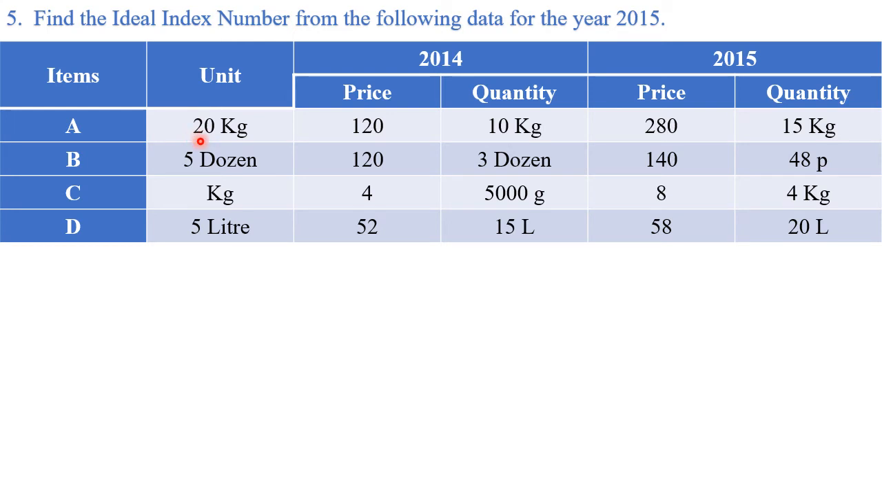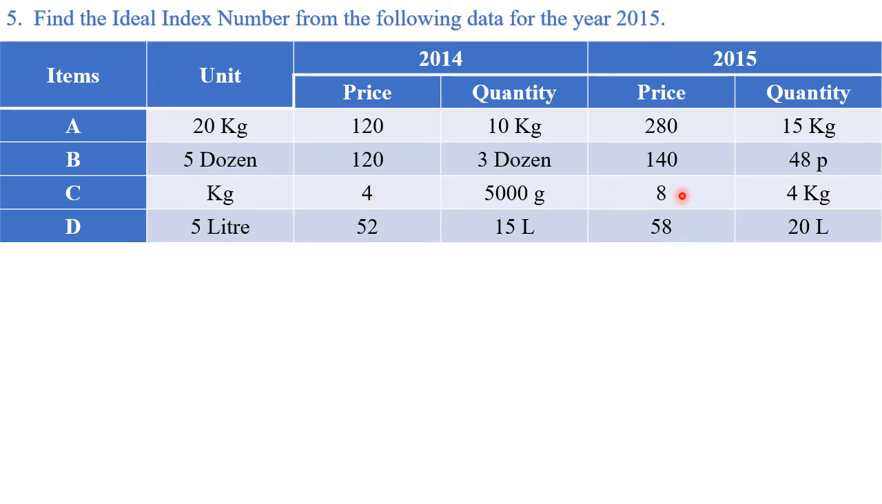First of all, this 20 kg must be converted into a single kg value, and for this purpose price should be divided by 20. This 5 dozen should be converted into a single dozen, so this 120 and 140 should be divided by 5. I will keep these 3 dozen as it is, but this 48 pieces must be converted into dozen. So 48 pieces divided by 12 makes it 4 dozen.